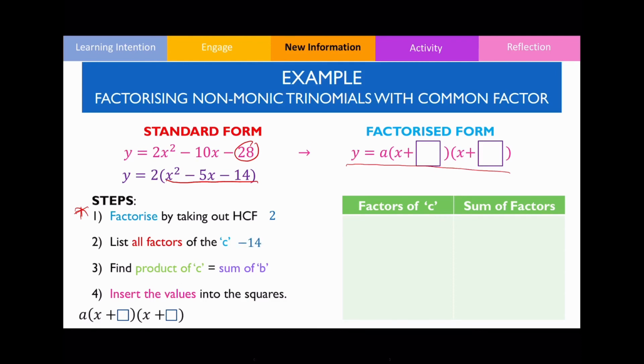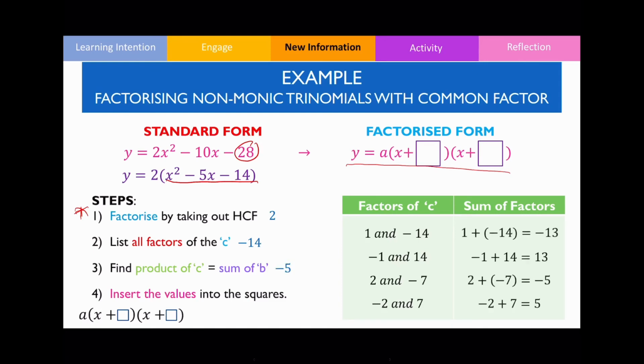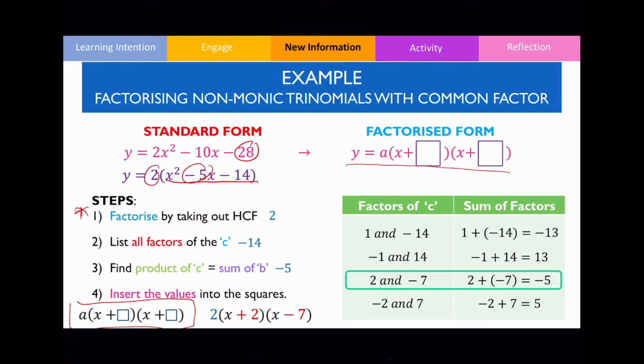Similarly, I'm going to find all the factors of negative 14. These are all my factor pairs over here. I'm then going to find the sum of these. So I've got the sums here, but I want to choose the factor pair that gives me the middle value, which is equal to negative 5. In this case, it's going to be 2 and negative 7. So I'm going to choose these two and insert them into this general formula over here. If I insert that with the highest common factor that I took out earlier on, this is going to be my final answer.